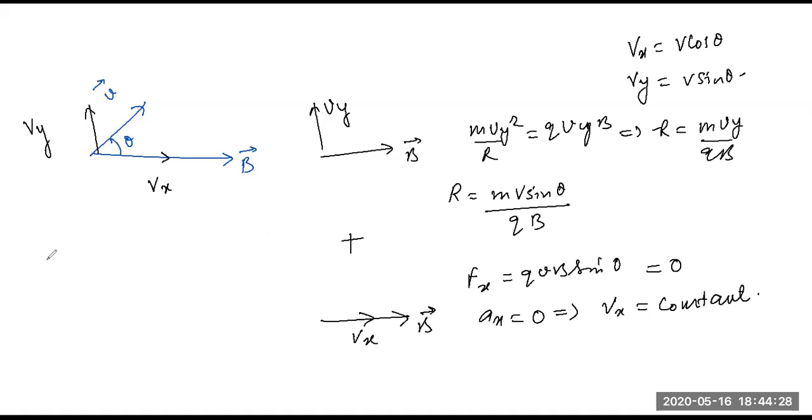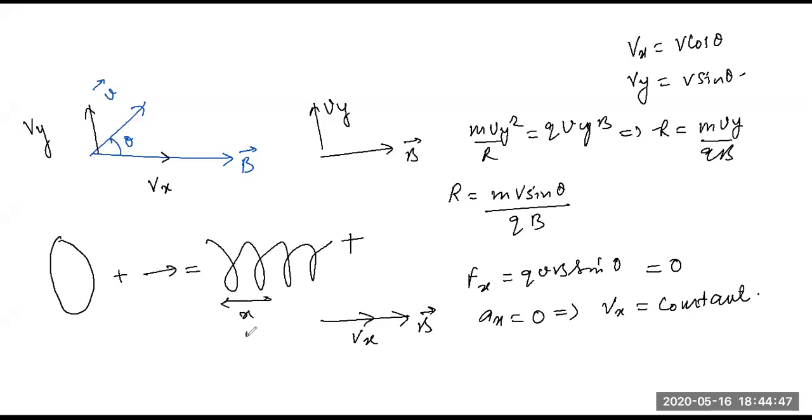Now if I analyze these two motions, I have a circular motion plus a linear motion, and if I combine these two, I'll get a motion like this, right? So the particle is moving in a circle as well as moving forward. Then I defined one thing, the horizontal distance traveled by the particle in one time period, and I called it pitch. So pitch is the horizontal distance covered by the particle in one time period.